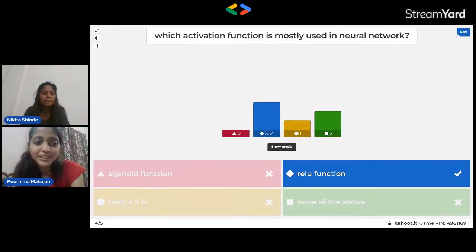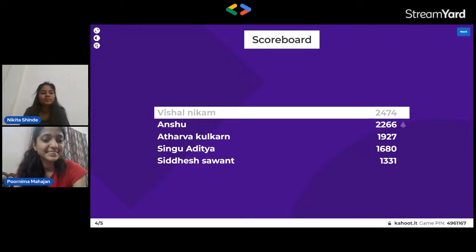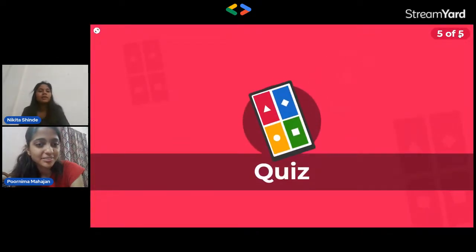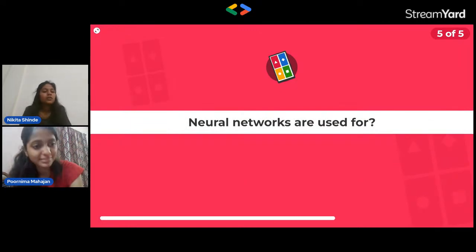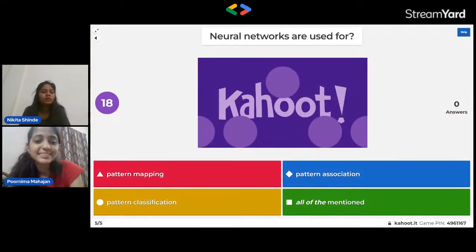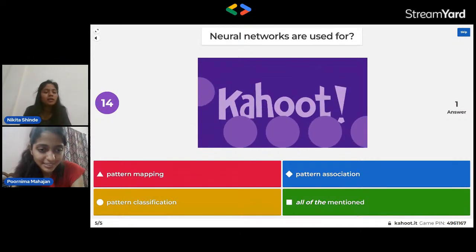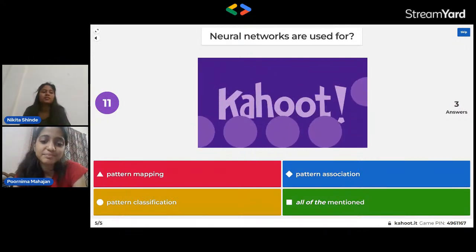Now we can see our scoreboard. Again we have a shuffle. Anshu is leading our scoreboard, followed by Vishal, Atharva, Tinu, and Siddesh. Moving toward our next question. The neural networks are used for first pattern mapping, second pattern association, third pattern classification, fourth all of the mentioned. Hurry up, be quick, guys.